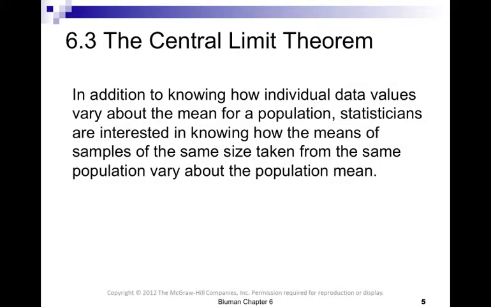So this is the central limit theorem. I'm sure it's in your book. In addition to knowing how individual data values vary about the mean for a population, statisticians like to know how the mean of the sample or the averages of the sample, when the samples are of the same size taken from the same population, vary from the population mean, because a sample is different from the entire population to some extent.